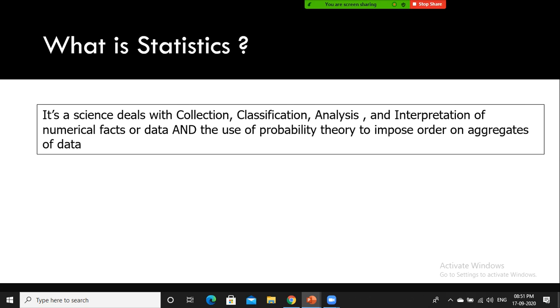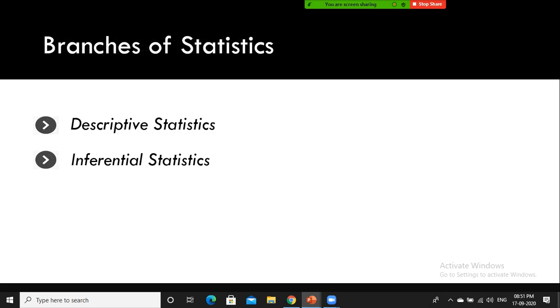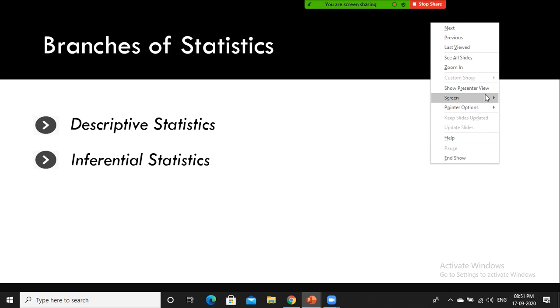Apart from statistics, you have something else called predictive analytics. In statistics, there are two branches. One is descriptive statistics, the other one is inferential statistics. The descriptive statistics is also called exploratory data analysis, and the inferential statistics is called explanatory data analysis. Exploratory and explanatory.